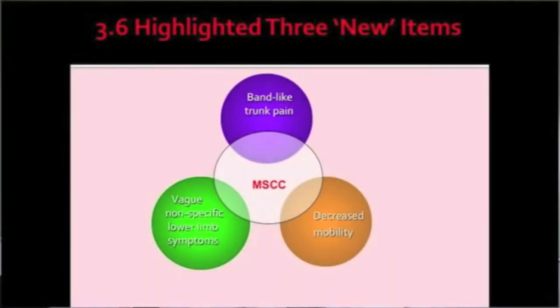Interestingly, however, they highlighted 3 items which we hadn't previously come across in the literature, and these were band-like trunk pain, decreased mobility, and vague, non-specific lower limb symptoms. And these were things which we often come across in early stages of musculoskeletal practice and are often relatively dismissive of because they're quite vague and non-specific. However, these did seem to be consistent themes which came through from this group of clinicians as items which patients themselves reported in hindsight as being things that they noticed.